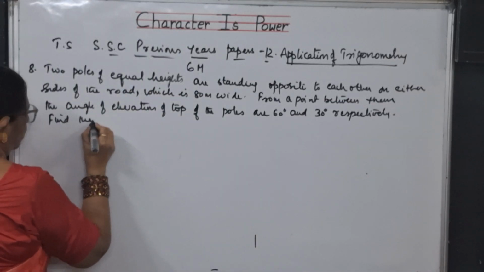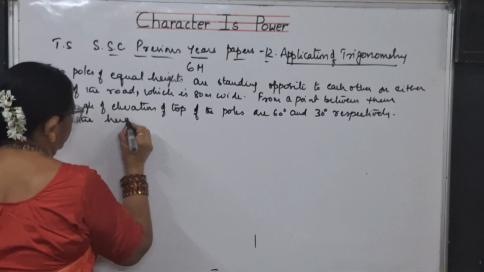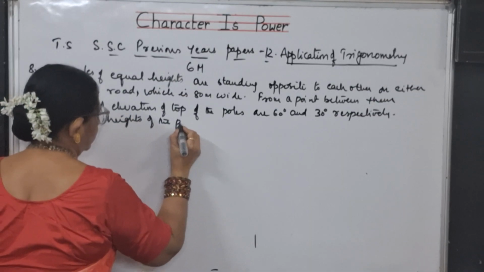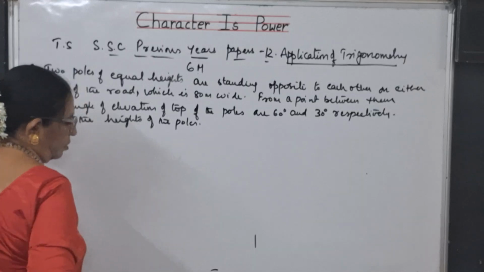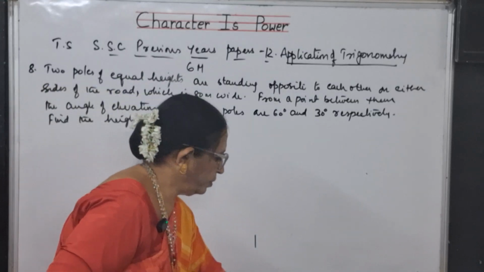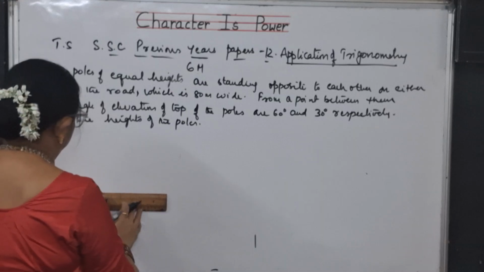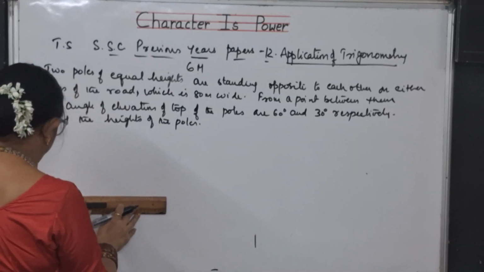Find the heights of the poles. This is the question. So, there is a road. How much? 80 meters wide road is there.